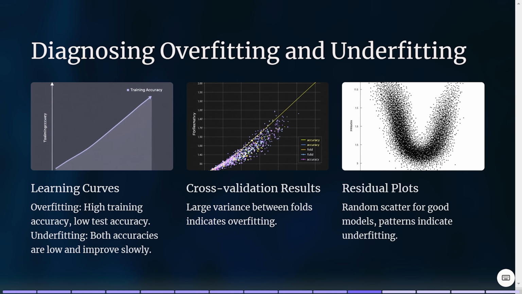How do we diagnose these problems? Learning curves. For overfitting, training accuracy is high, but test accuracy is low. For underfitting, both are low and improve slowly. Cross-validation. Large differences between folds signal overfitting. Residual plots. Patterns in the residuals suggest underfitting, while randomness indicates a good fit. These tools are like diagnostic tests for our models. They help us pinpoint issues before deployment.